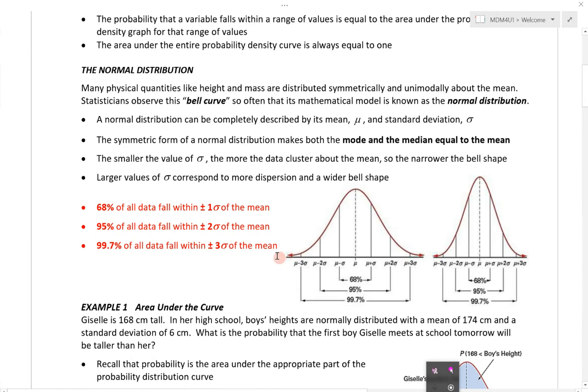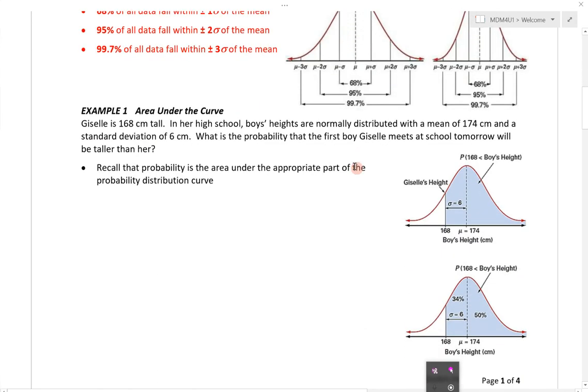You can see the curve continues infinitely in both directions on the left and right, but those areas under the curve, those density values, are very, very small. So almost all of them, 99.7% of them, will fall between 3 sigmas above and below the mean. So let's do an example.